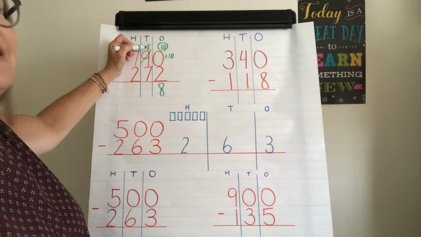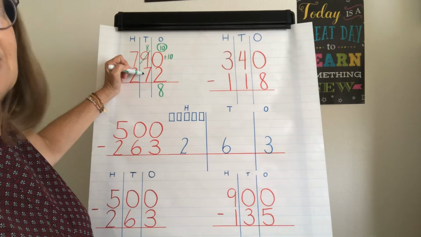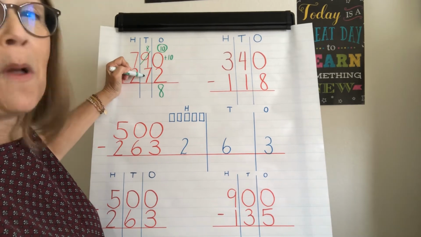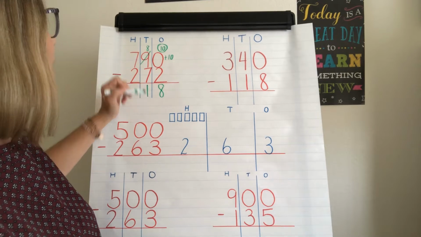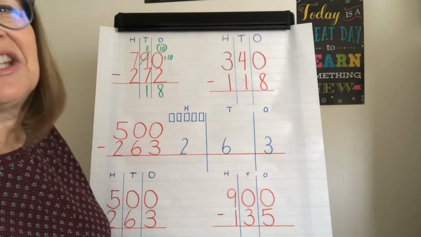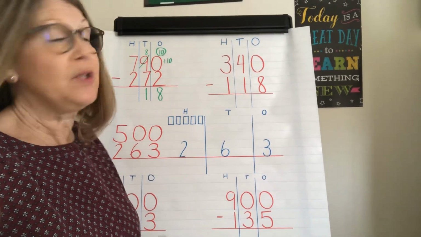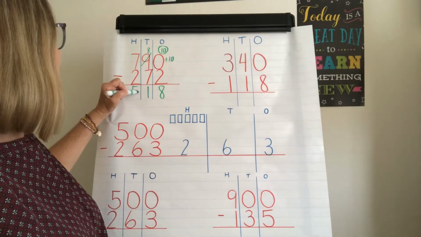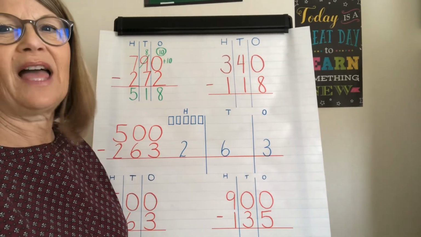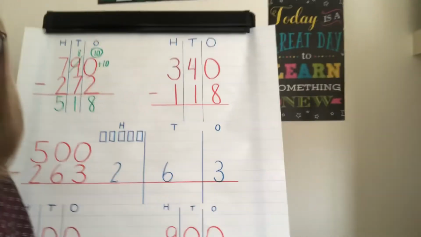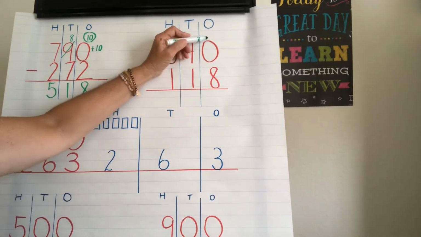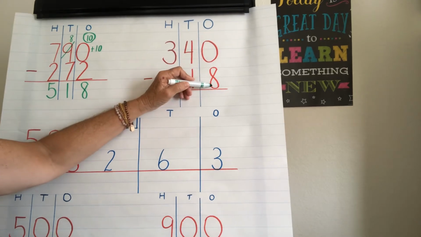In the tens, I've got an 8 and a 7. Is the bottom number bigger? Nope. I can do 8 take away 7. It's 1. And then in my hundreds, 7 take away 2 is 5. So this answer is 518. Let's try another one. Move that up a little closer. In the ones, is the bottom number bigger?